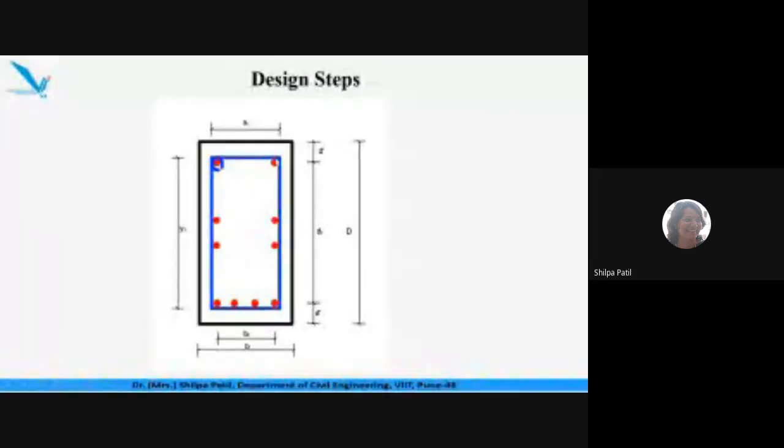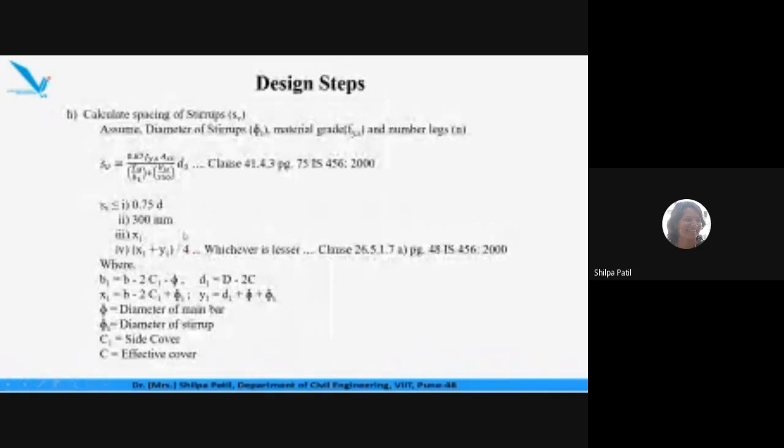Similarly, the top leg and the bottom leg of the stirrups, when I calculate the distance between these two, it is called y1. So this is x1 and y1. Now, how to represent the same in the mathematical format? It is given over here. X1 is b minus 2c1 plus phi s, where phi s is the diameter of the stirrups.